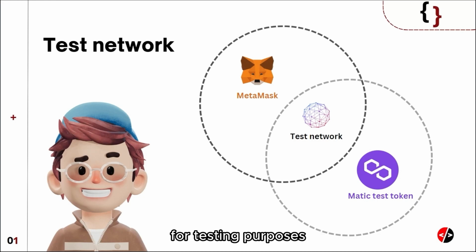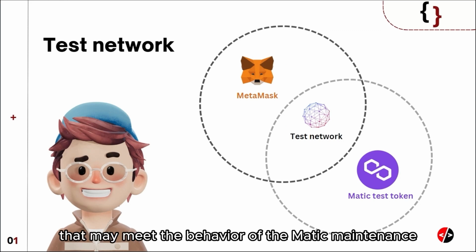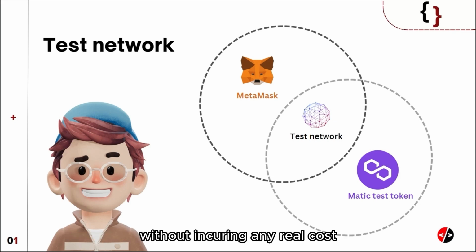For testing purposes, we'll be using Mumbai Matic Test Network. The Matic Test Network is a dedicated test network that mimics the behavior of the Matic mainnet, allowing us to deploy and test our smart contracts without incurring any real cost. To simulate transactions and interactions within our to-do list smart contract, we'll be using test tokens.